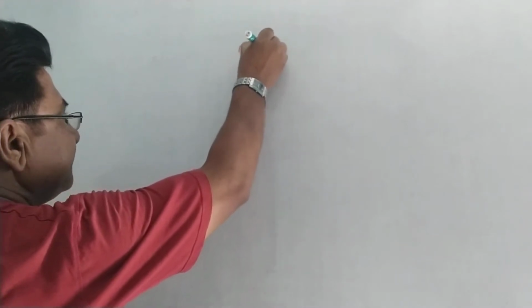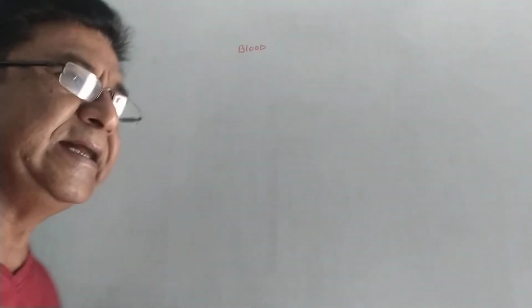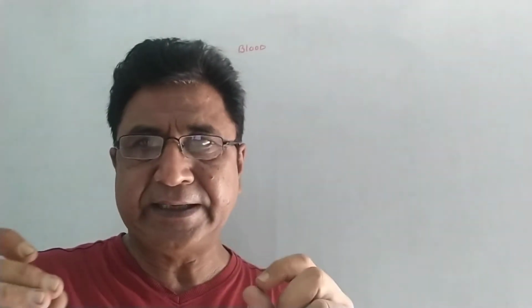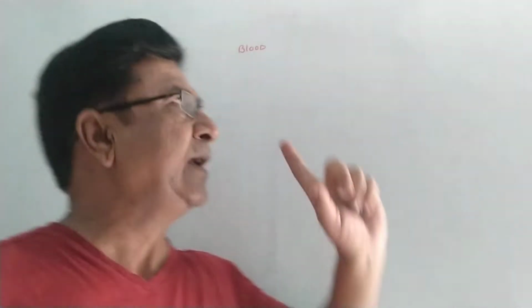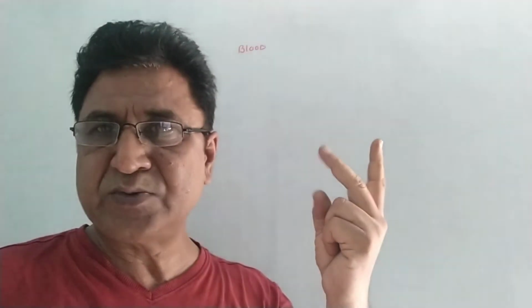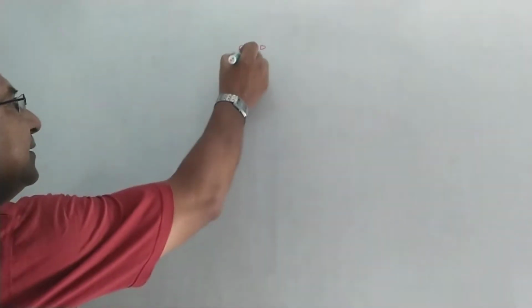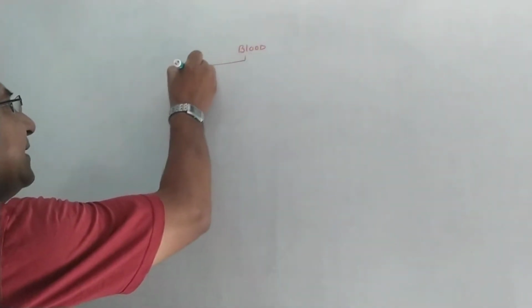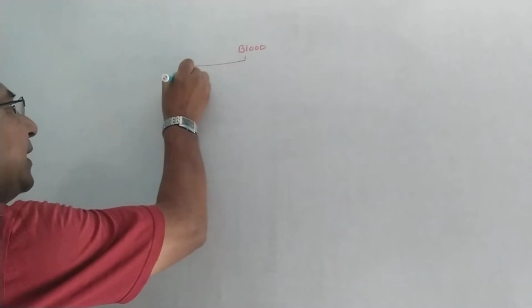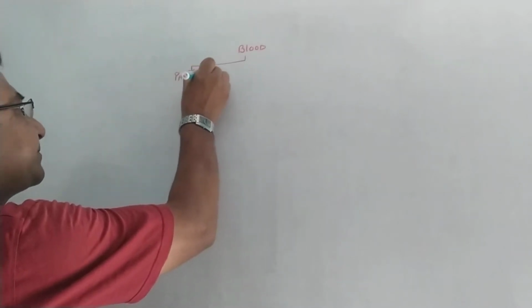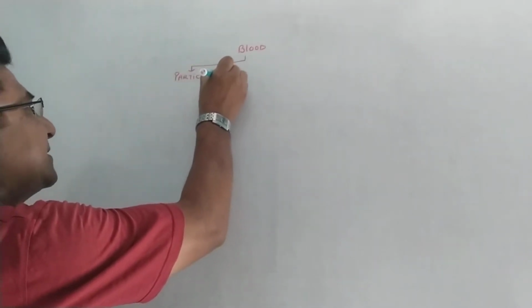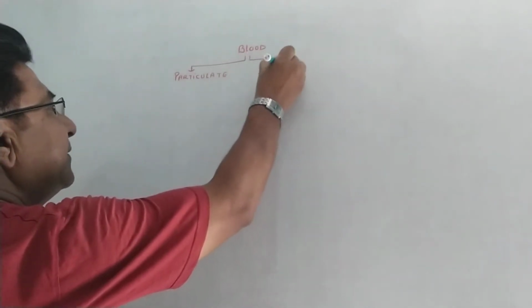So first of all, what is blood? Blood is a liquid connective tissue. It is also called the softest connective tissue present in the human body. Blood consists of two parts. One is the particulate part. Particulate means made of particles. The other one is the fluid part.